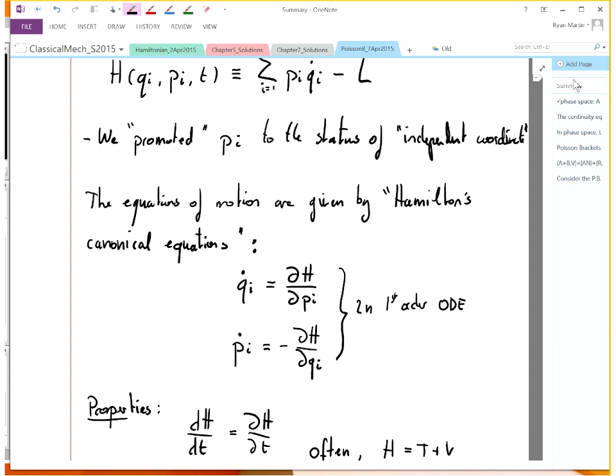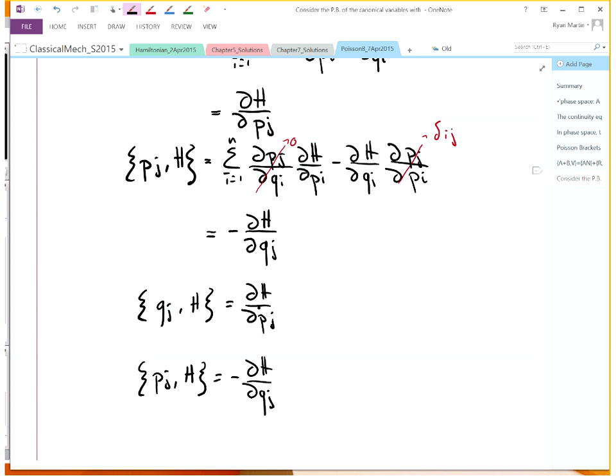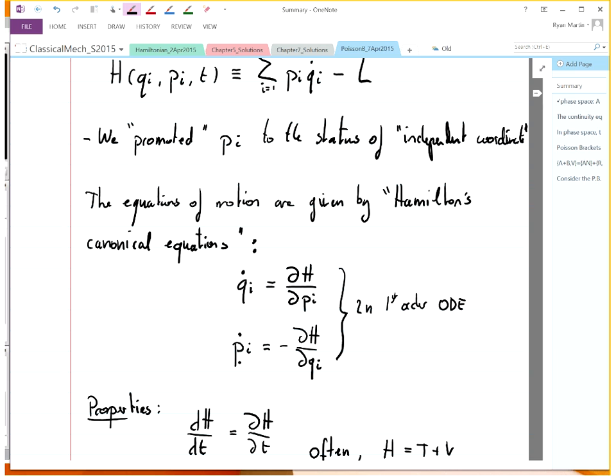Let's go back to the summary. Look at the canonical equations. Canonical equations: the time derivative qi dot is found by taking ∂H by ∂pi. But here I have exactly the same thing. I have {qj, H}, the Poisson bracket, given by ∂H by ∂pj.